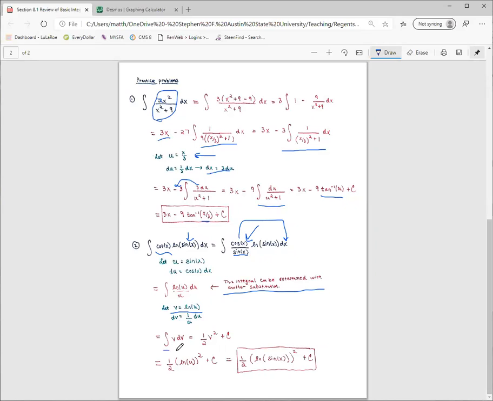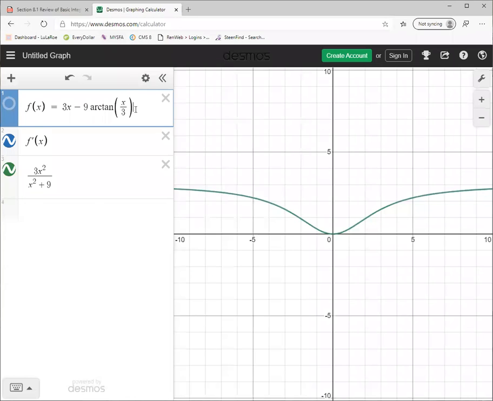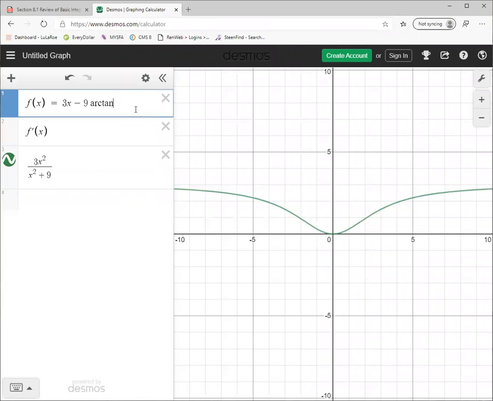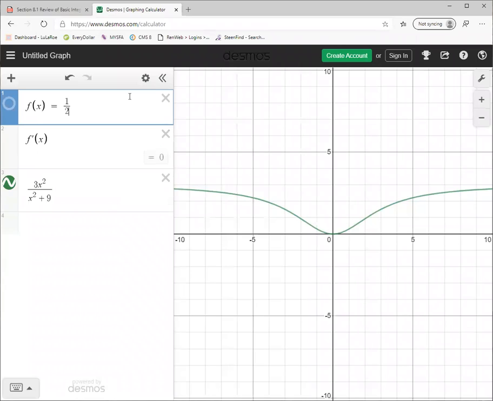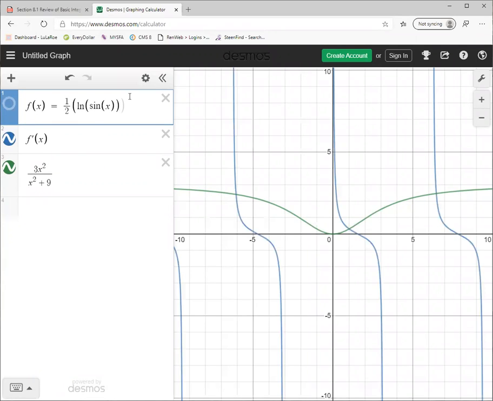So we end up with just this integral, which we integrate by the power rule and get 1/2 v squared plus a constant. We can substitute in what v is, and then I can substitute in what u is, and I get this result. And so again, what I want to do in Desmos is just verify that it is the actual result. So I'm going to first write down the antiderivative we found. We have 1/2 the quantity of natural log of sine of x squared.